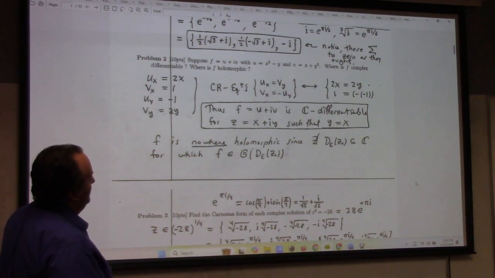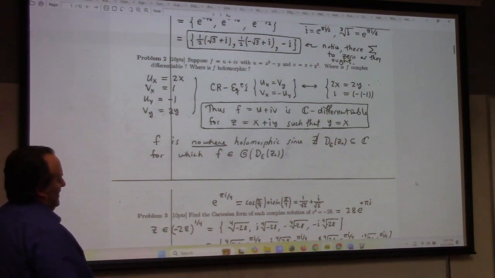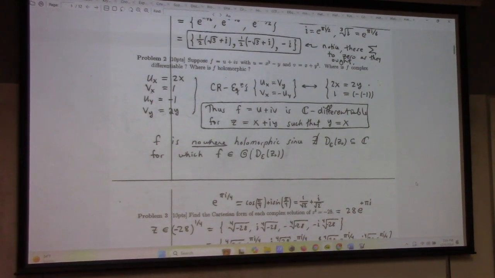So, where is f holomorphic? Here's a look at the Cauchy-Riemann equations; analyze where they hold. It happens this one is complex differentiable along y equals x. So it's nowhere holomorphic, because there's no open set on which it's complex differentiable.